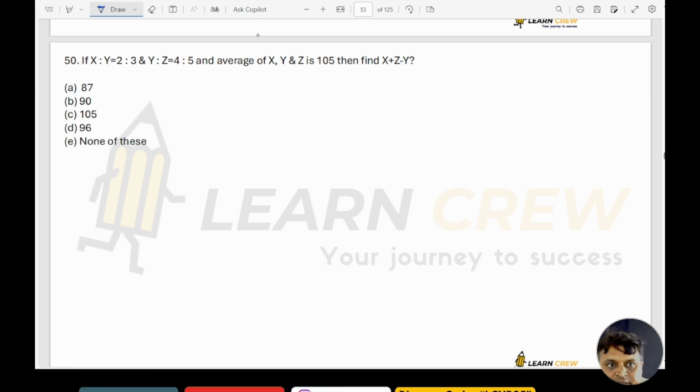Now x is to y is 2 is to 3, and y is to z is 4 is to 5. Thereby x to y to z is 8 is to 12 is to 15. The average is 105, so the sum is 315.